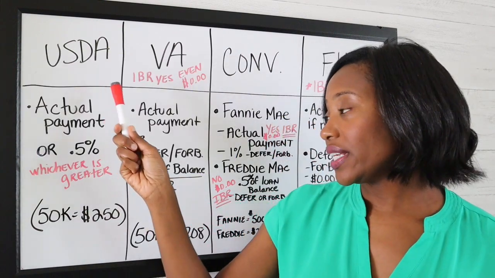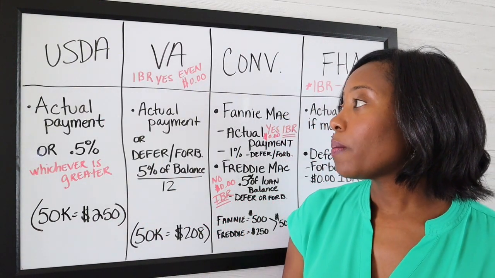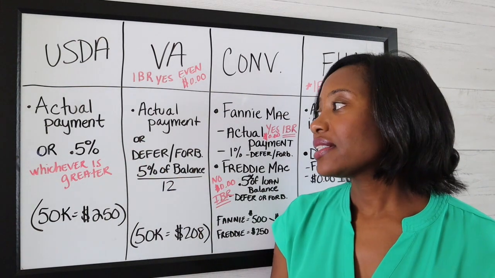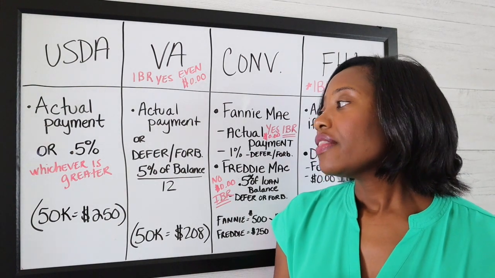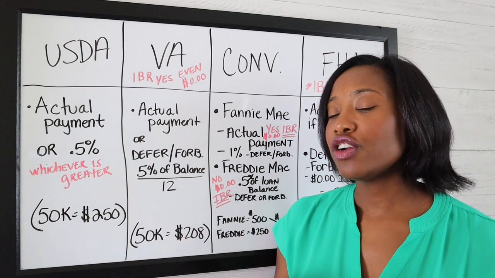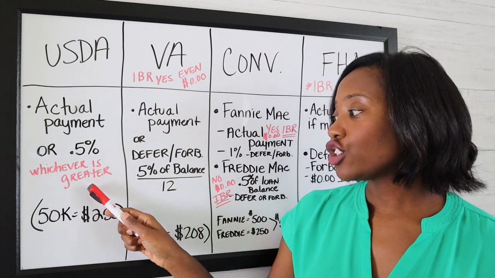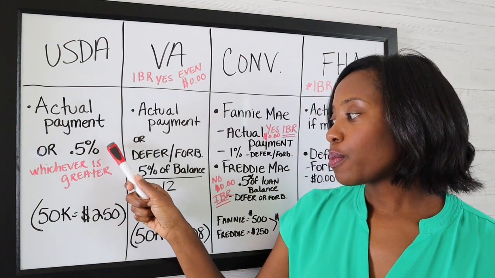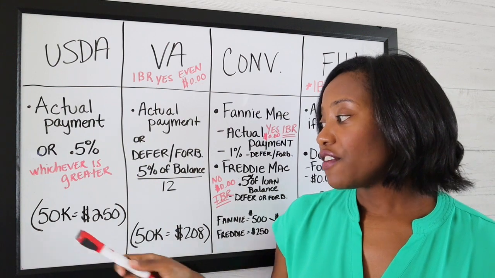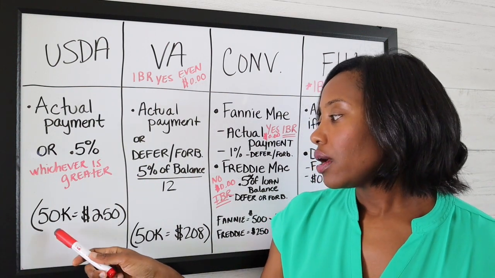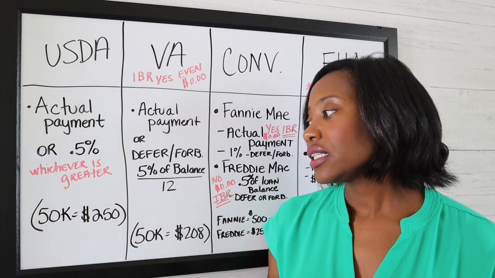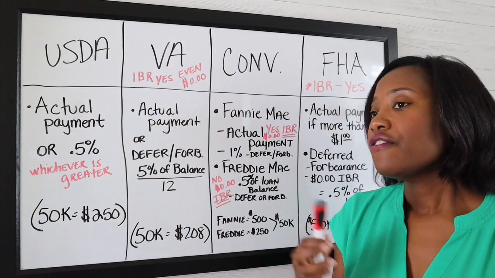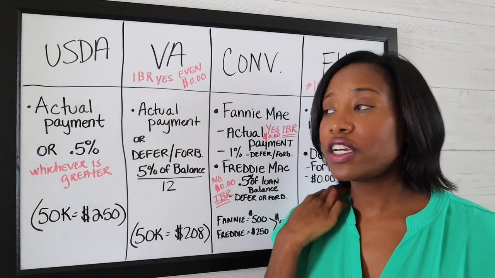Let's begin with USDA loans. USDA loans are for buyers that are buying in rural communities. They will use your actual payment as listed on your credit report, or they will use 0.5% of your student loan balance, whichever is greater. So even if you're on deferment or forbearance, they will use the 0.5%. So if you have a student loan balance of $50,000, that would equal $250 calculated into your debt to income ratio.